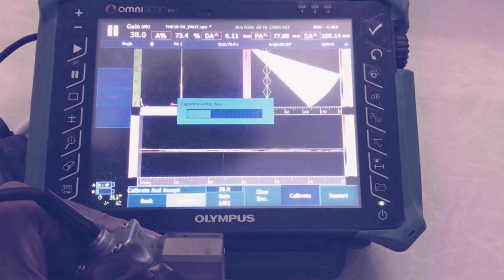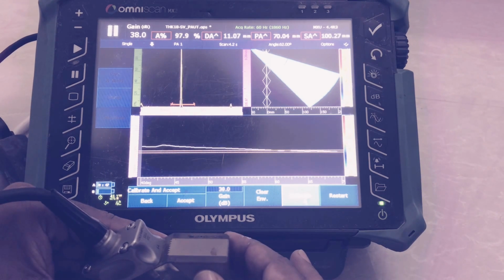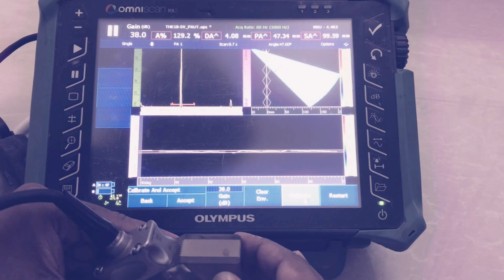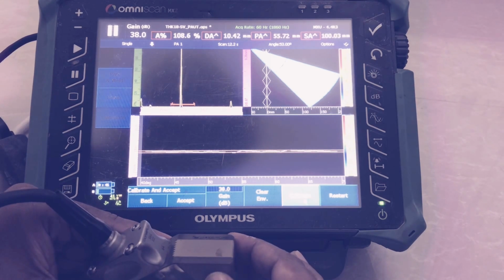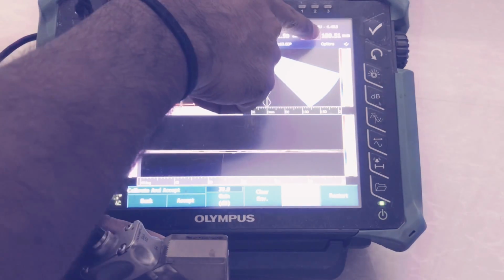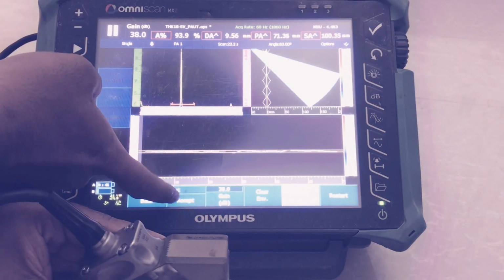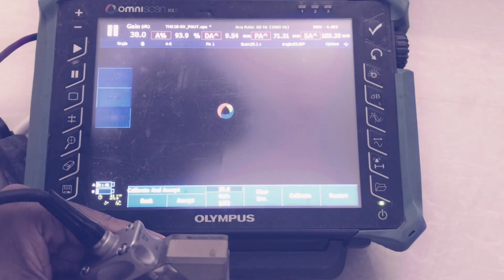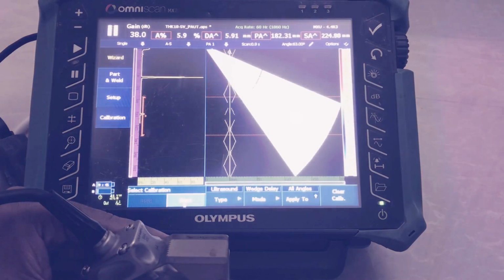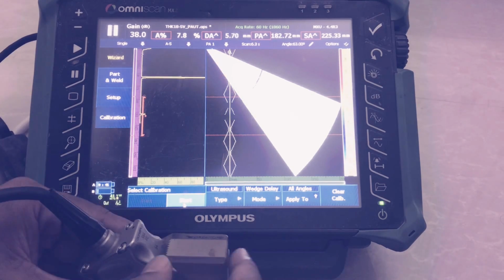Okay, calibrate. Okay, it's between the two lines and here it is showing that the beam width is 100.5, so you can accept. If it is wrong, we can restart the wedge delay calibration. Okay, my friends, bye, have a nice day.